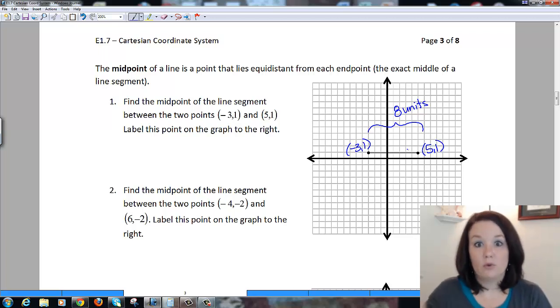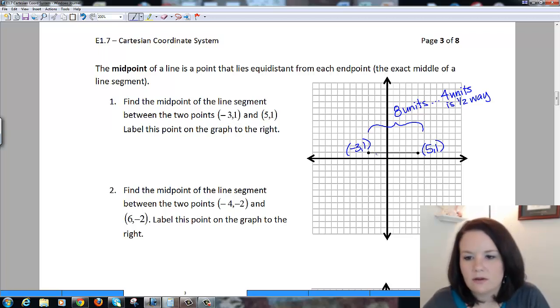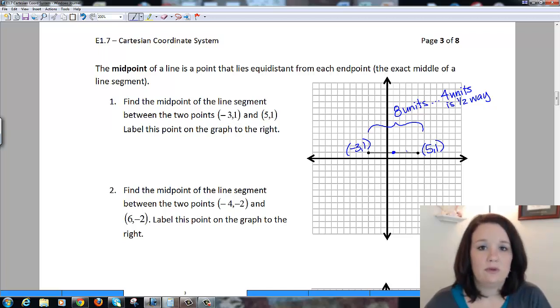Halfway would be 4 units. So I'm just going to say 4 units is halfway. So I could just count over 4 boxes, right? 1, 2, 3, 4. And this point right here would be my midpoint. And then I just label it. That point is actually the point 1, 1.